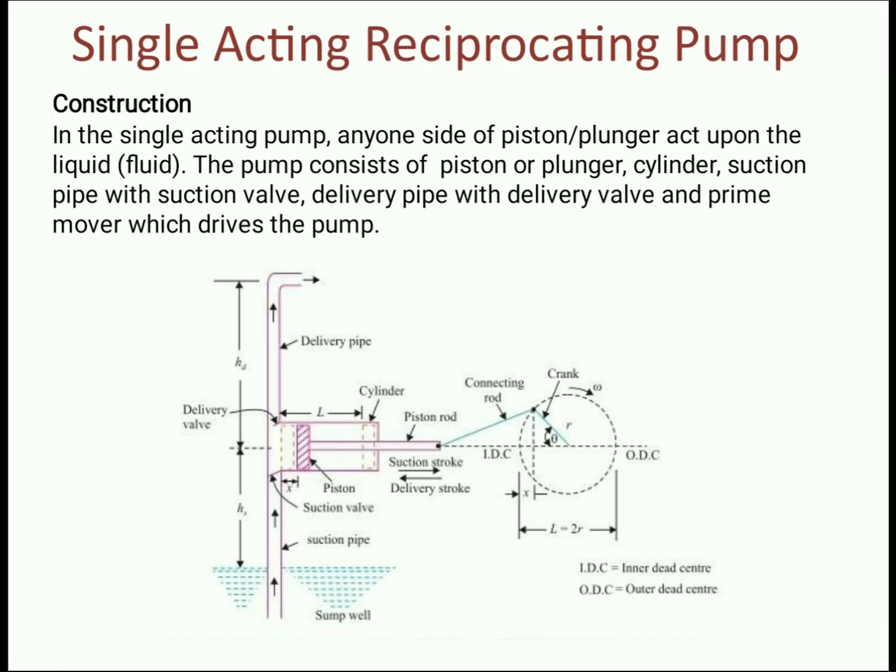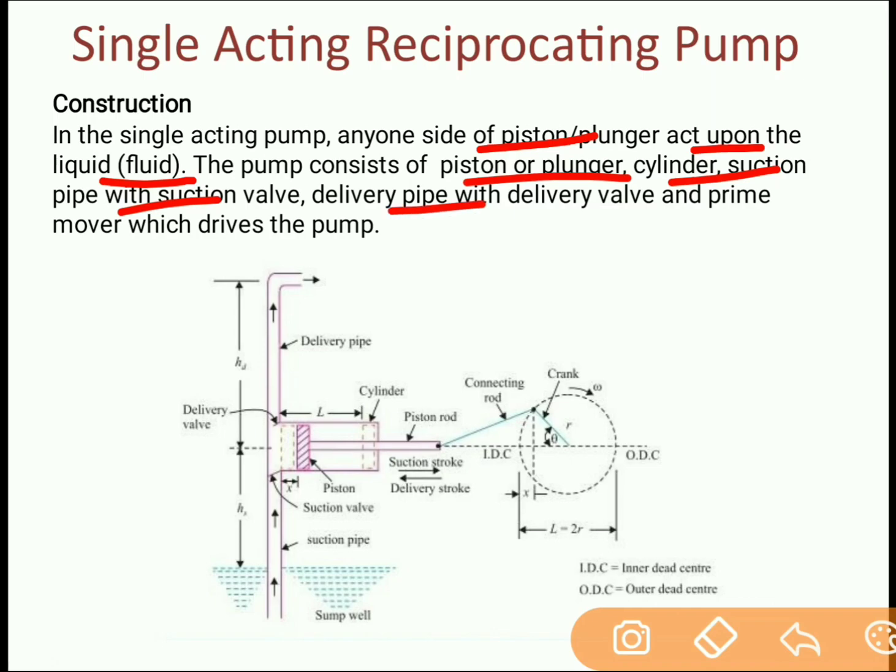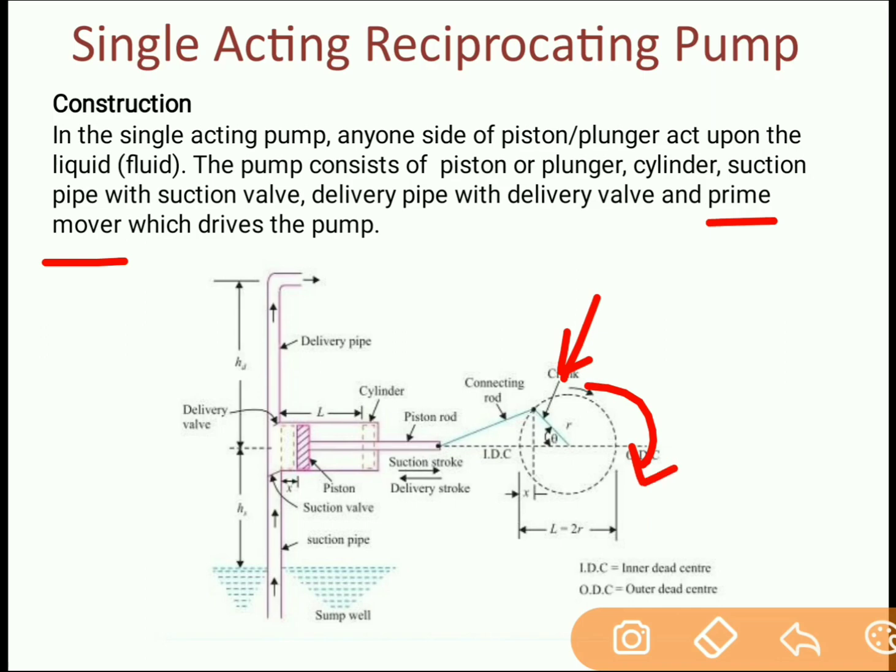Now let us study the construction of single acting reciprocating pump. In single acting reciprocating pump, any one side of the piston acts upon the liquid. The pump consists of piston or plunger, cylinder, suction pipe with suction valve, delivery pipe with delivery valve, and a prime mover with which we can drive the pump. This prime mover will drive the crank. Because of the prime mover, the crank will rotate in the clockwise direction, and as it rotates, it will transfer motion to the connecting rod.